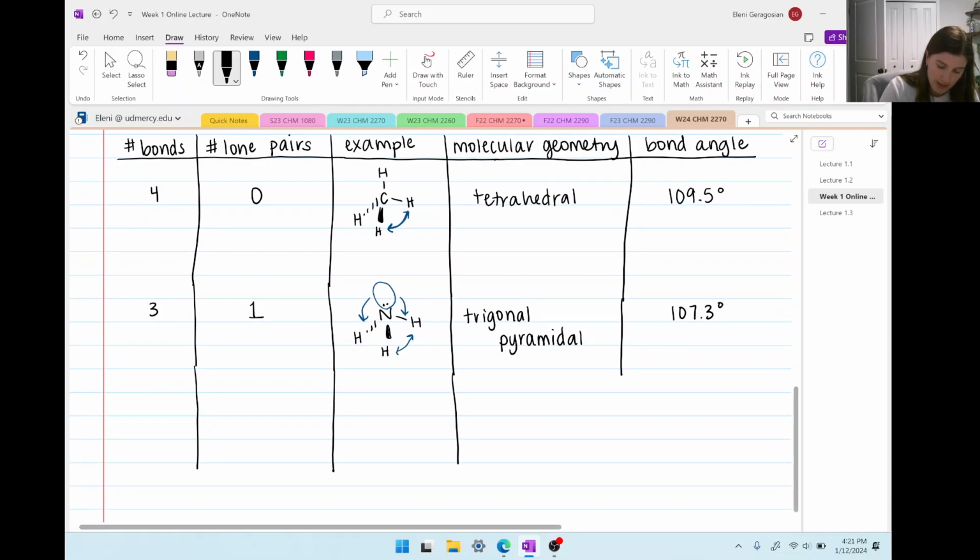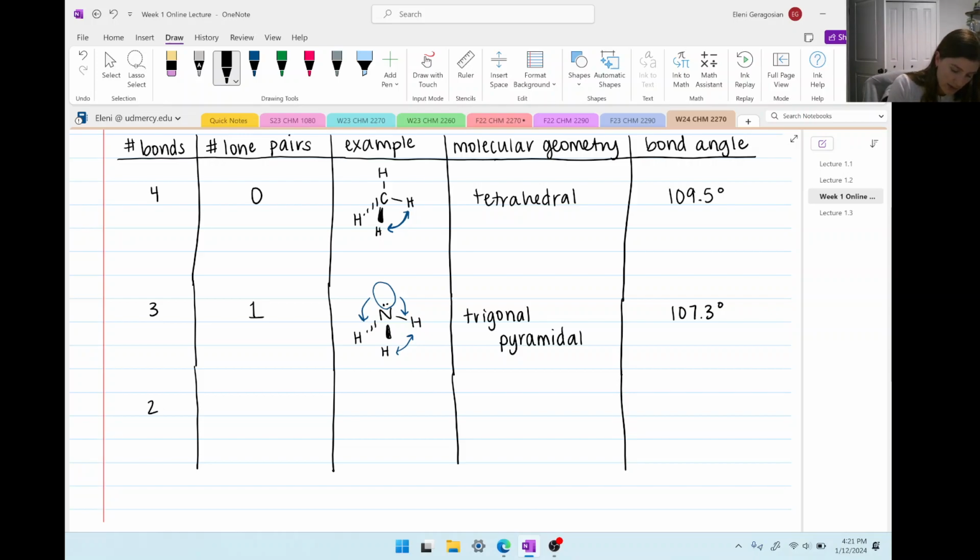Then lastly, if we have 2 bonds and 2 lone pairs, so in total for all of these we have 4 electron pair domains, an example of this is water. So H2O, oxygen has 2 lone pairs and 2 bonds. The molecular geometry here is bent, and bond angles are even smaller, 104.5 degrees. What's helpful for bond angles, I think, is to remember 109.5 for 4 electron pair domains or tetrahedral, and then remembering that trigonal pyramidal is a little lower and bent is even smaller.